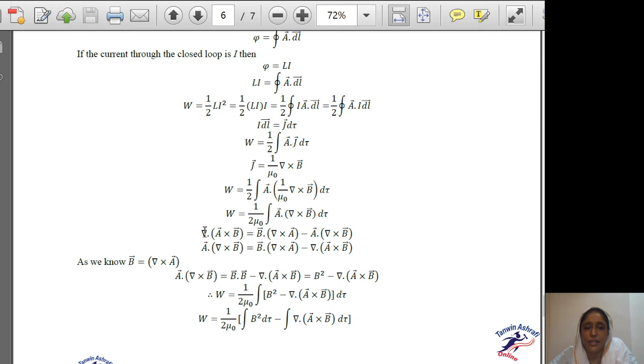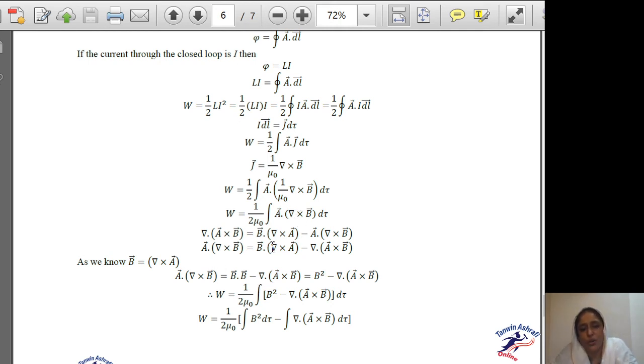del A dot del cross B as del dot A cross B, which is equal to B dot del cross A minus A dot del cross B, and this A dot del cross B is the same as our integration term. Therefore, A dot del cross B, if we take it toward the left hand side, and whatever we have on the left hand side, del dot A cross B, to the right hand side, and then substitute this equation in the above, we have two terms.